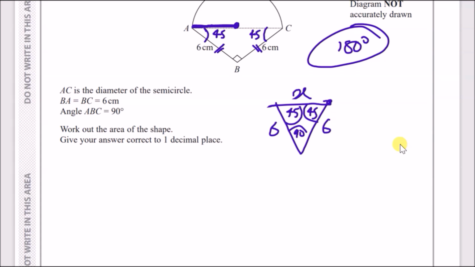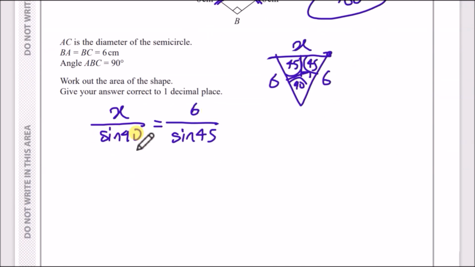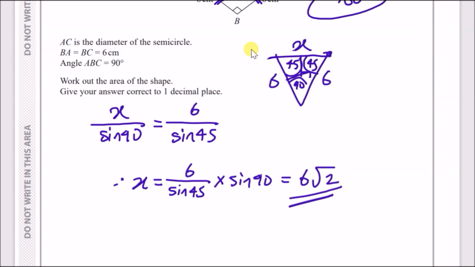So according to the sine rule, we've got x over its opposite, which is 90, so x over sine 90. And then we match to another pair: 6 over its opposite, which is 45, so 6 over sine 45. And to get the result, all you do is make x the subject, so times sine 90 across. So x equals 6 over sine 45 times sine 90. Now, in your calculator, if you do that, and you're careful about it, you should get a result of exactly 6 root 2.